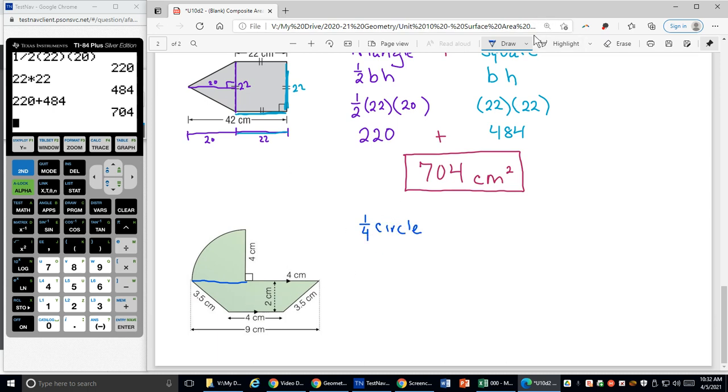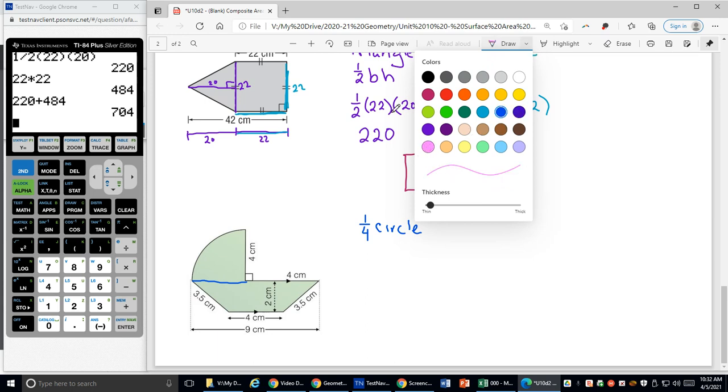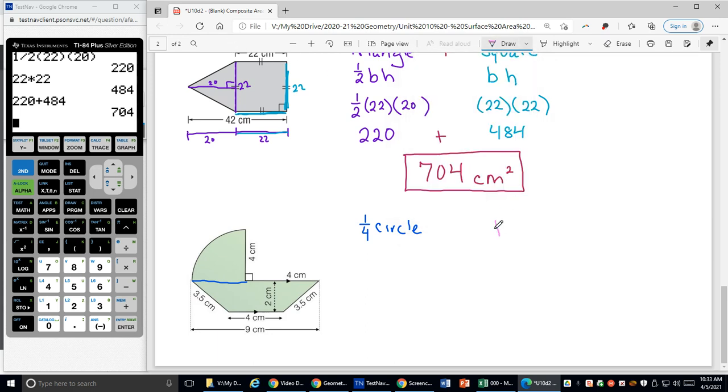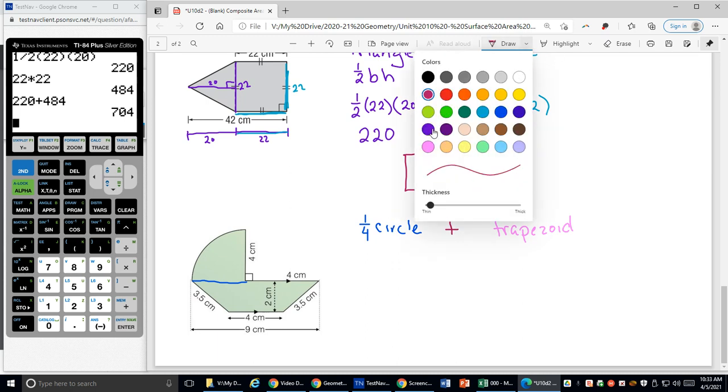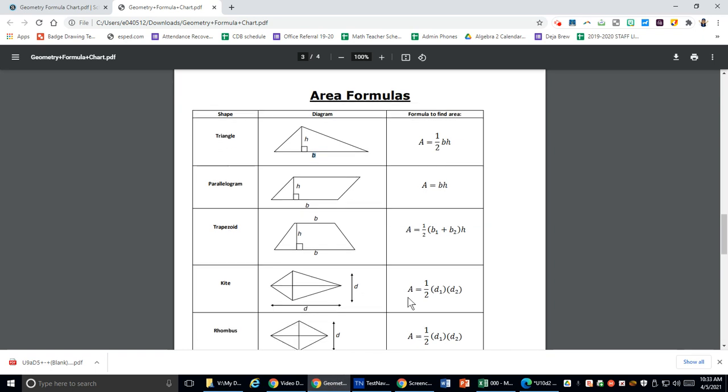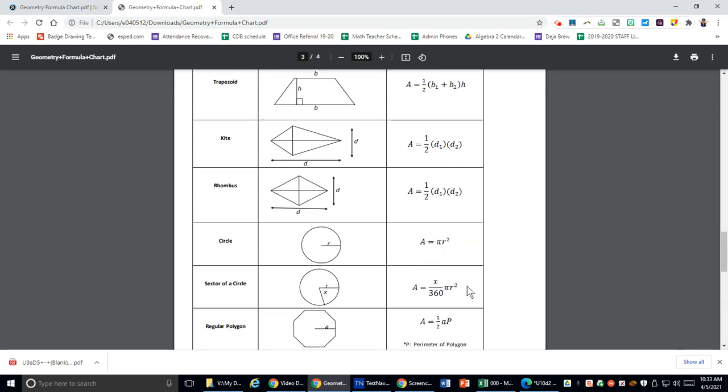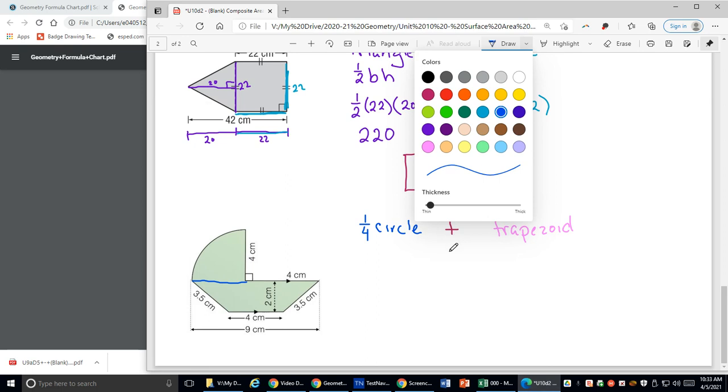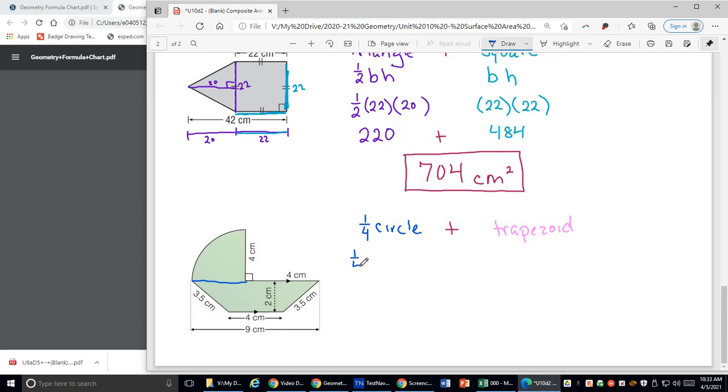And then I have a trapezoid. And I just need to add them together. So let's start with our circle. I know I want 1/4 of a circle, and my circle is pi r squared, and I want 1/4 of that. So 1/4 pi r squared.